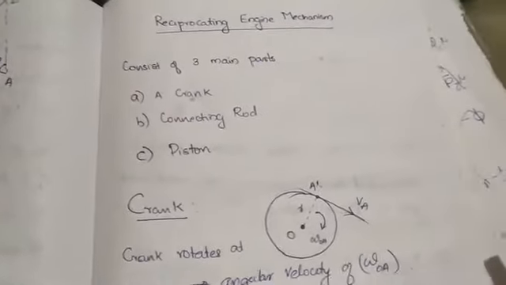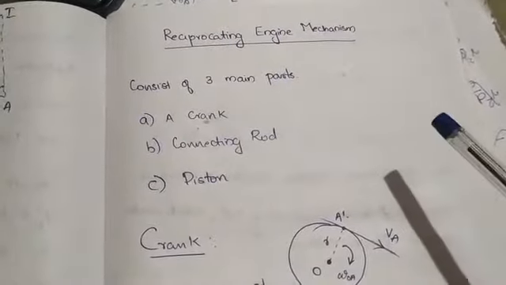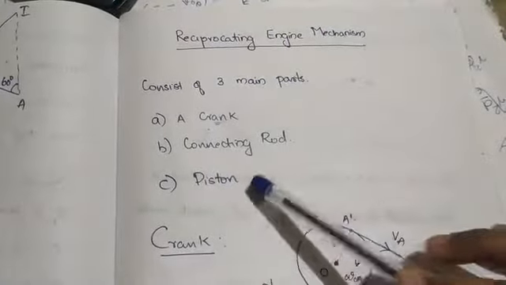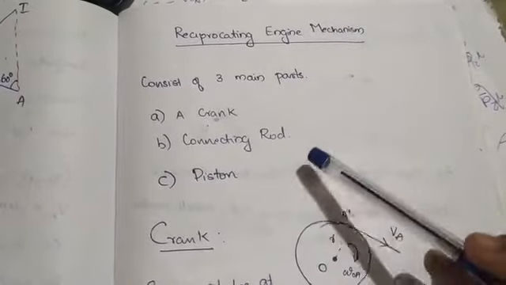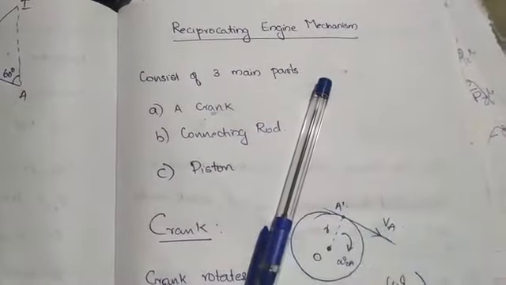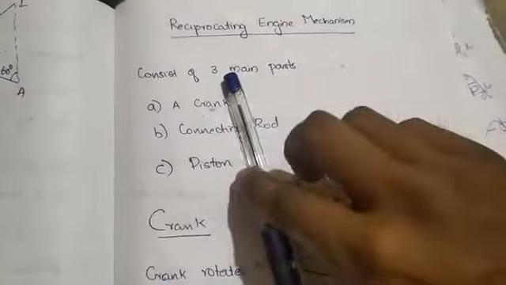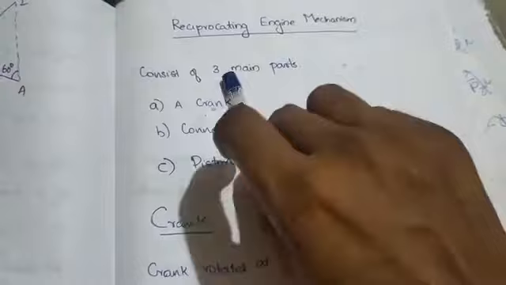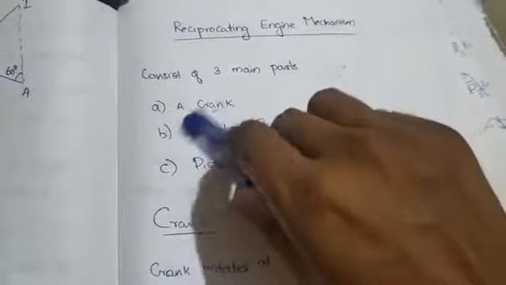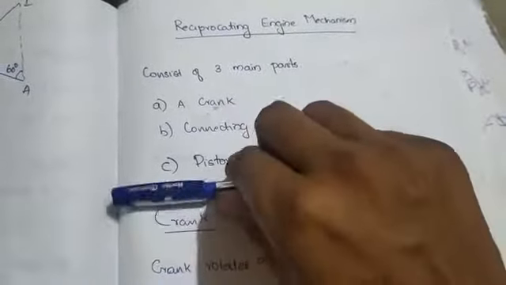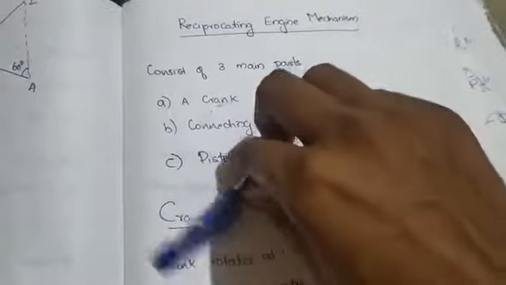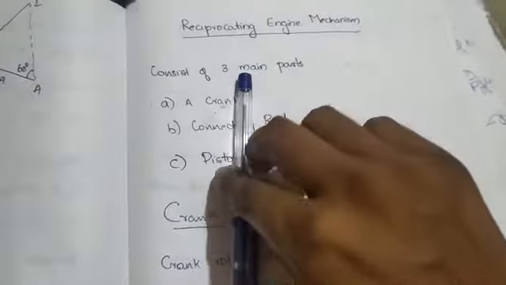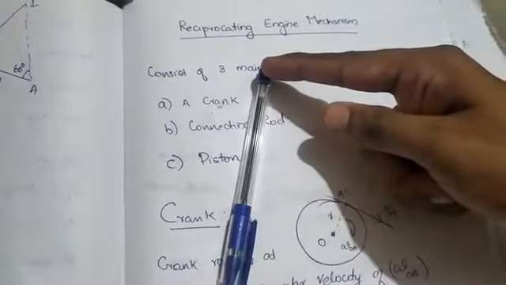Now a reciprocating engine consists mainly of a crank, a connecting rod and a piston, right? Now what do you mean by a crank? A crank is nothing but which is connected with a shaft and it rotates like this. So it is having a rotational motion. A crank is nothing but which gives a rotational motion.